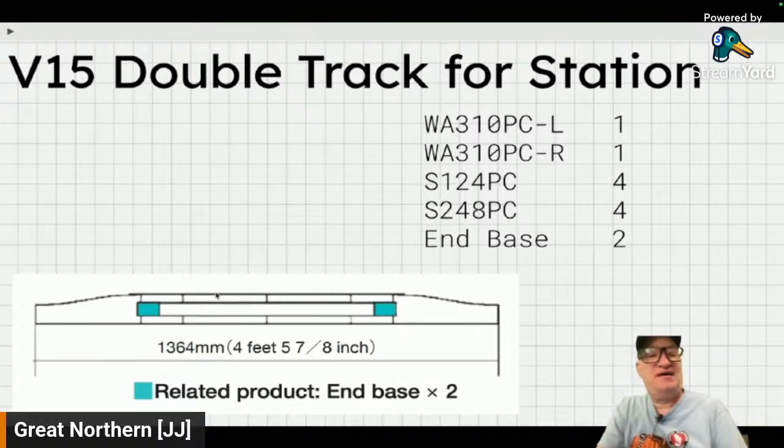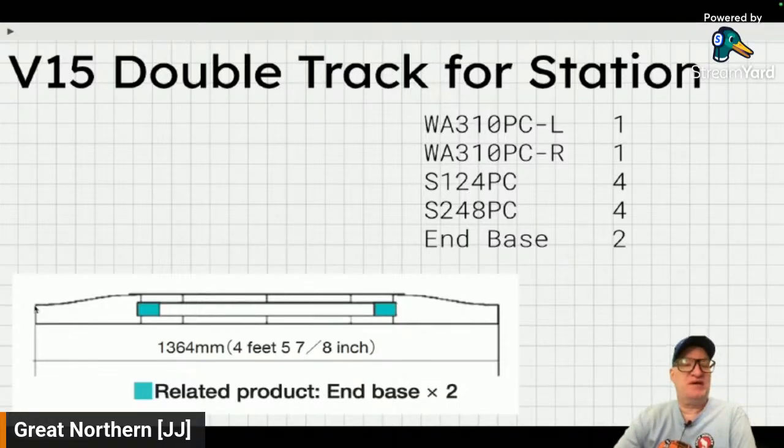Okay, but what this is, it goes from a 33, the double track on each end here, and this widens this out to allow for this inner station platform to be in here. And then these blue pieces are these end base parts for station platform. And you can buy a station platform from Kato that'll work with this.